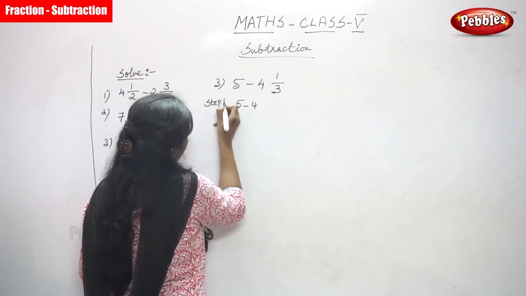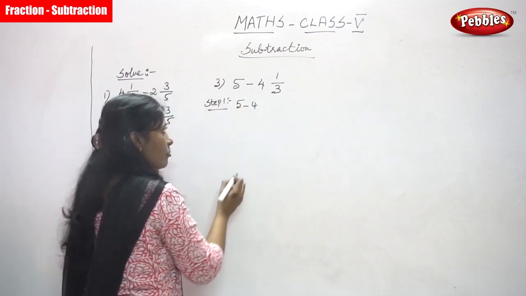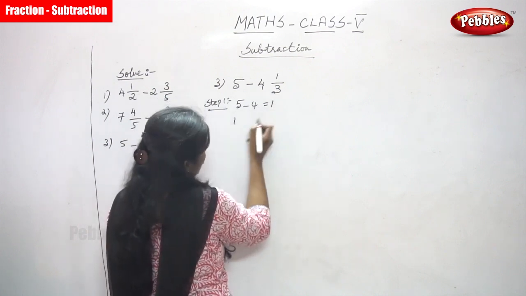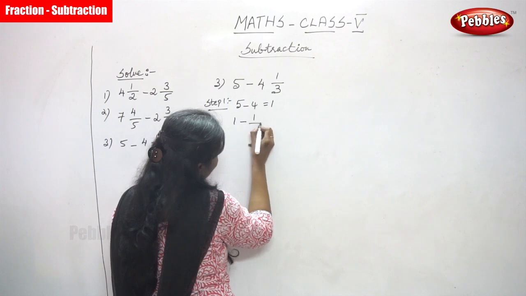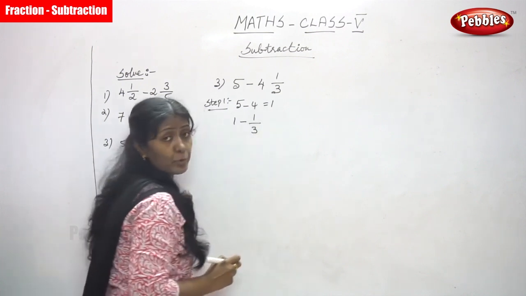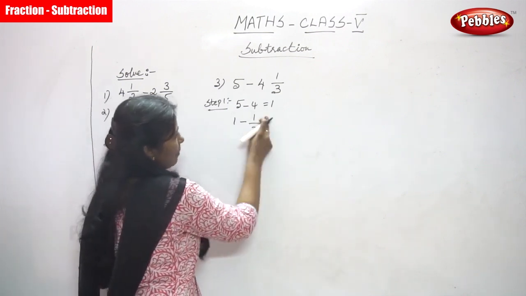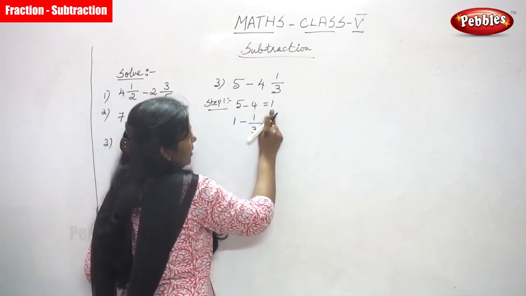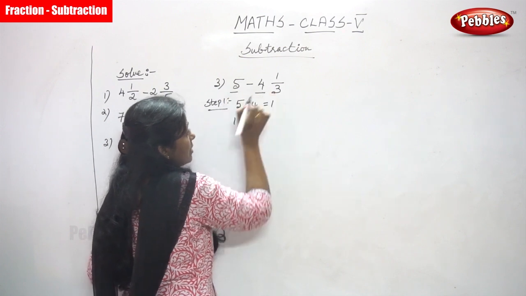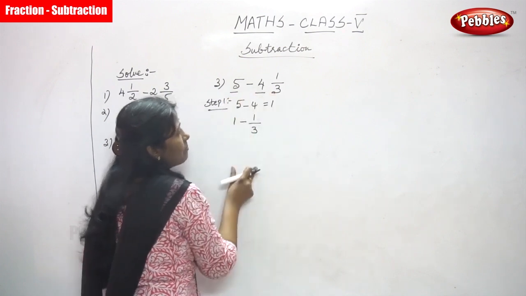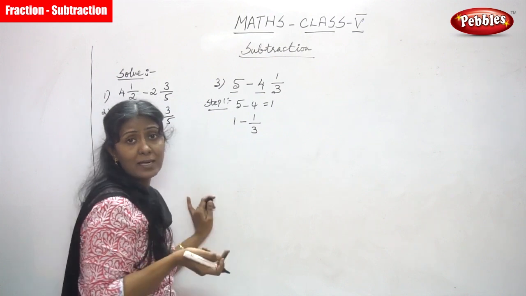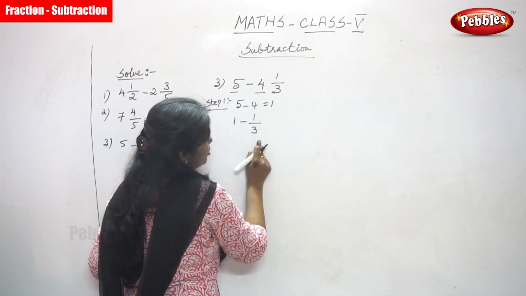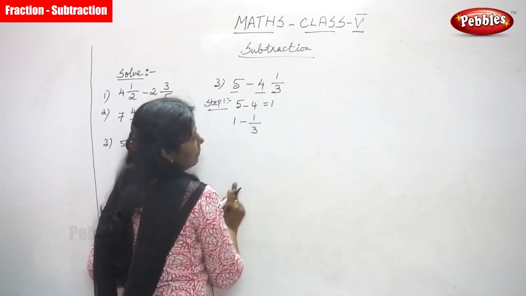Step 1 is 5 minus 4, you can get 1. The answer is 1. After that you have to consider the fraction. So 5 is a whole number and 4 is a whole number. So I have taken only the whole numbers. After subtracting, the answer is 1. So 1 is a whole number. After that I will take only the fraction, that is 1 by 3. 1 minus 1 by 3 I will take.